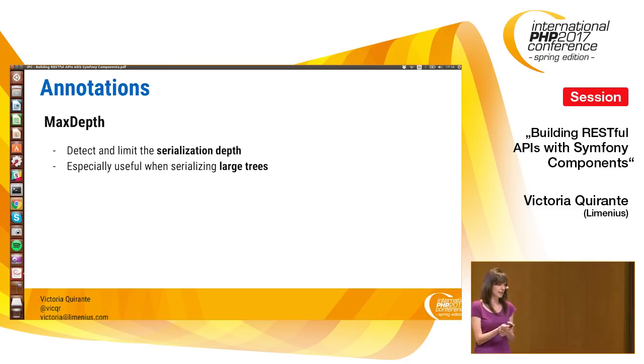For example, with things like this, it comes with two annotations. One of them is max depth. Max depth is saying, okay, when you serialize, just stop at the second level. What does it mean? Imagine that you have an object, another object related to it, another related to it, another related to it, and you don't want to serialize all of it. You just want to stop, I don't know, at the second level or third level. So you can do that with this. This is very useful when you are working with big trees or when you have circular references.